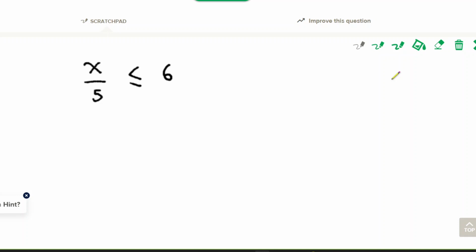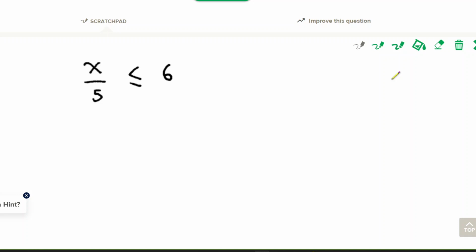To solve a linear inequality, you follow pretty much the same steps that you follow to solve a linear equation for a particular variable. But there's just one real key thing you've got to keep in mind. Whatever you do to one side of the inequality, do to the other side of the inequality as well, when you're solving.